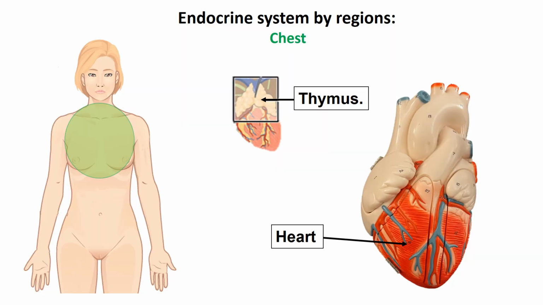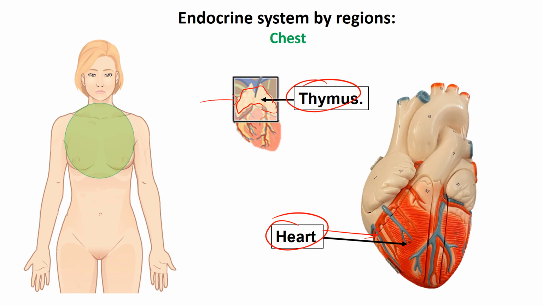Okay, so in the chest we have two organs we mentioned before, the thymus and the heart. The heart is a secondary organ. The thymus, if you look closely at this picture, is a gland right on top of the heart. And as I mentioned before, students confuse that with the thyroid gland. Location is important. The thymus is in the chest, the thyroid gland is in the neck.